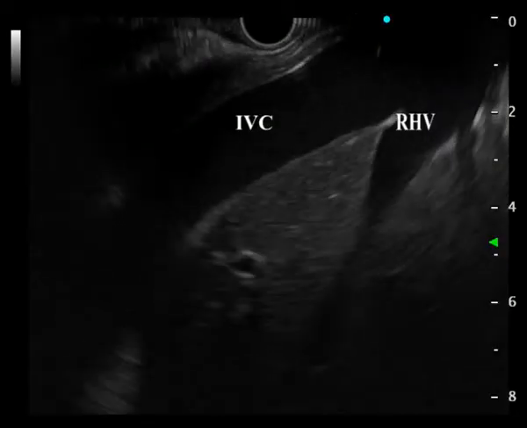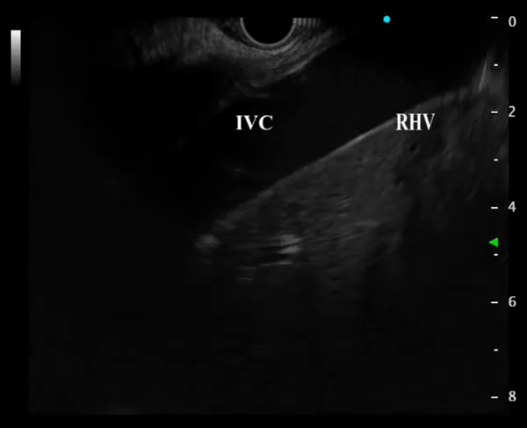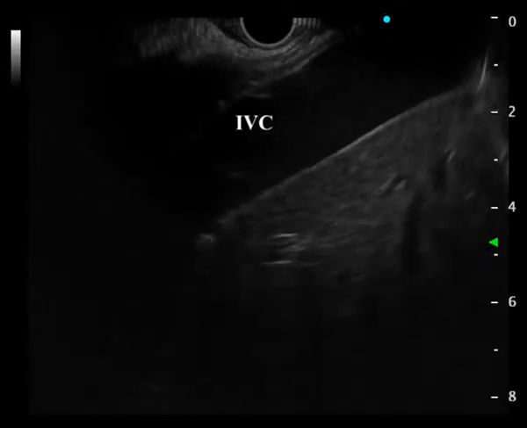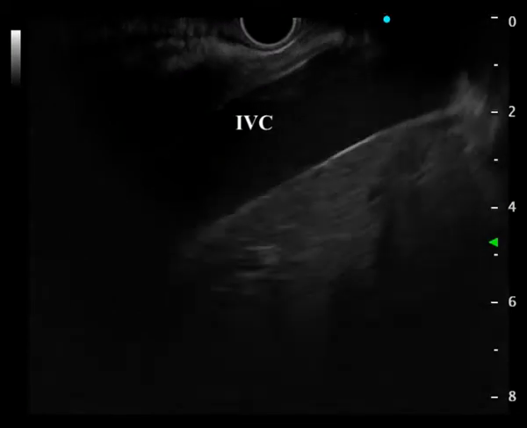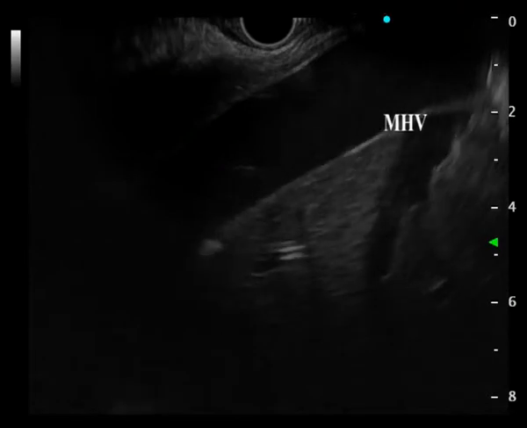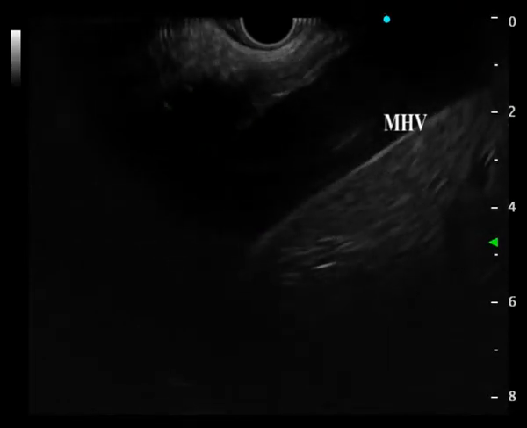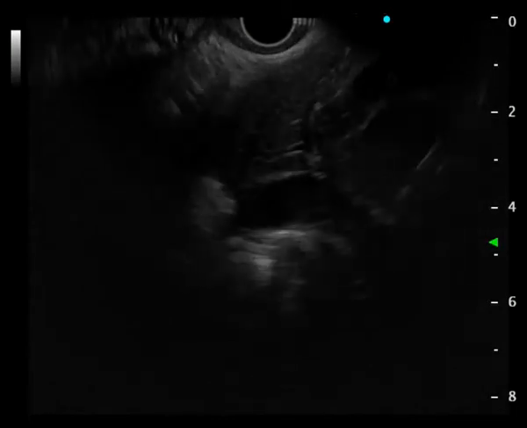The scope was inserted into the cardia with the transducer facing the right side of the patient. The inferior vena cava and hepatic parenchyma were imaged. The scope was then rotated clockwise gently to demonstrate the right hepatic vein, the middle hepatic vein, and the left hepatic vein joining the inferior vena cava successively.